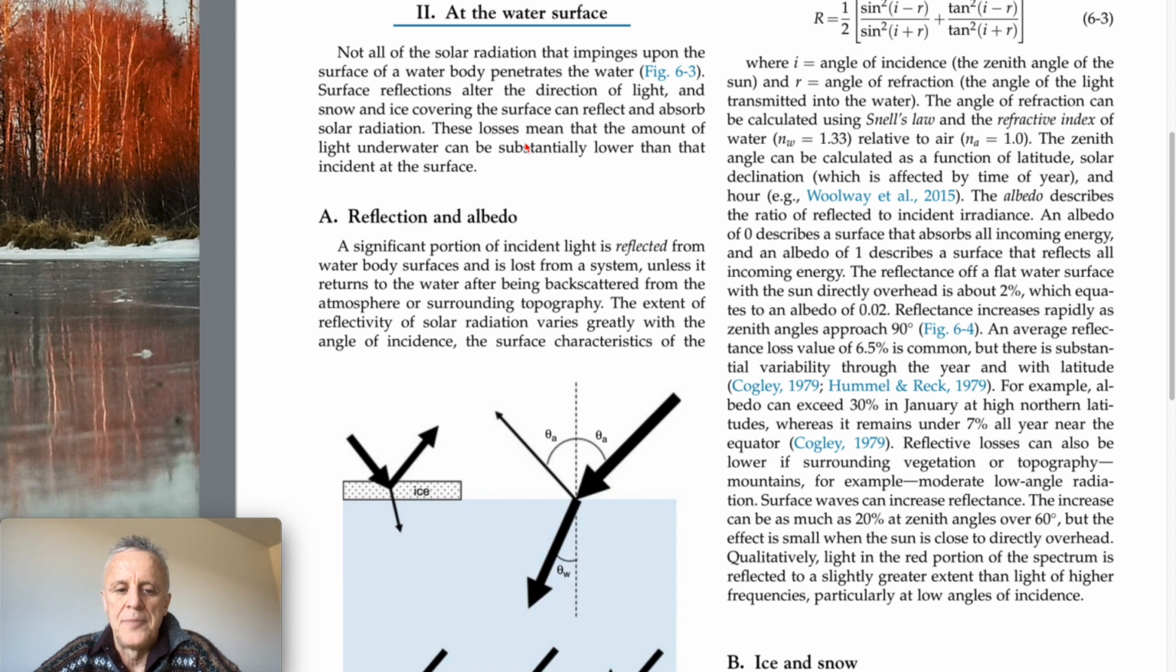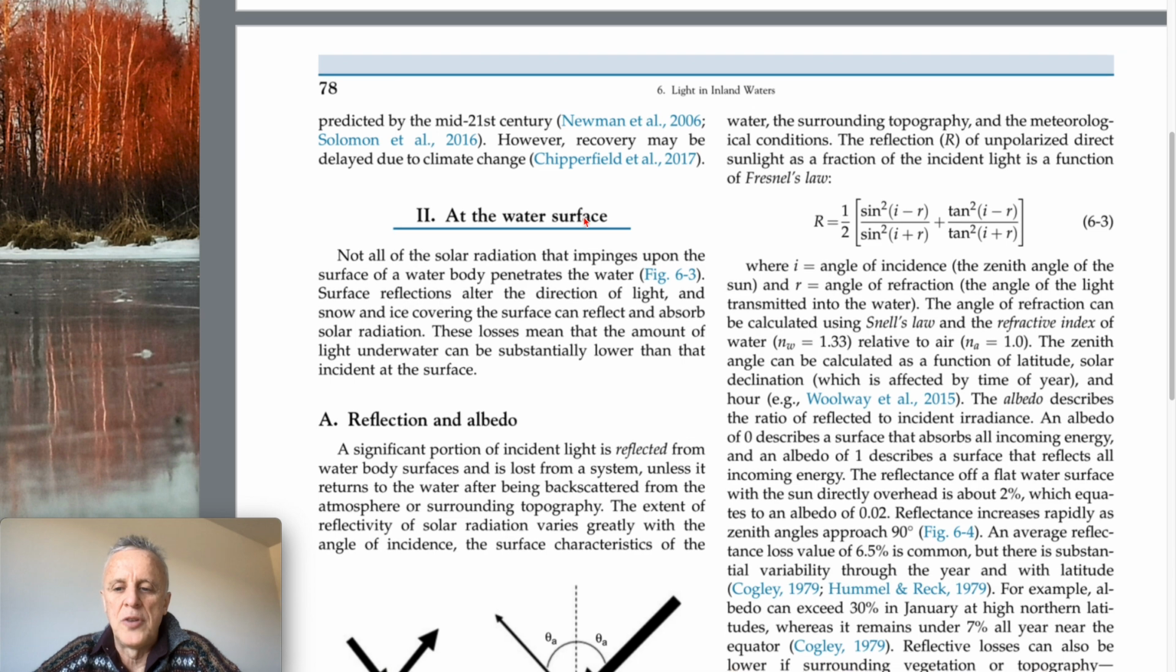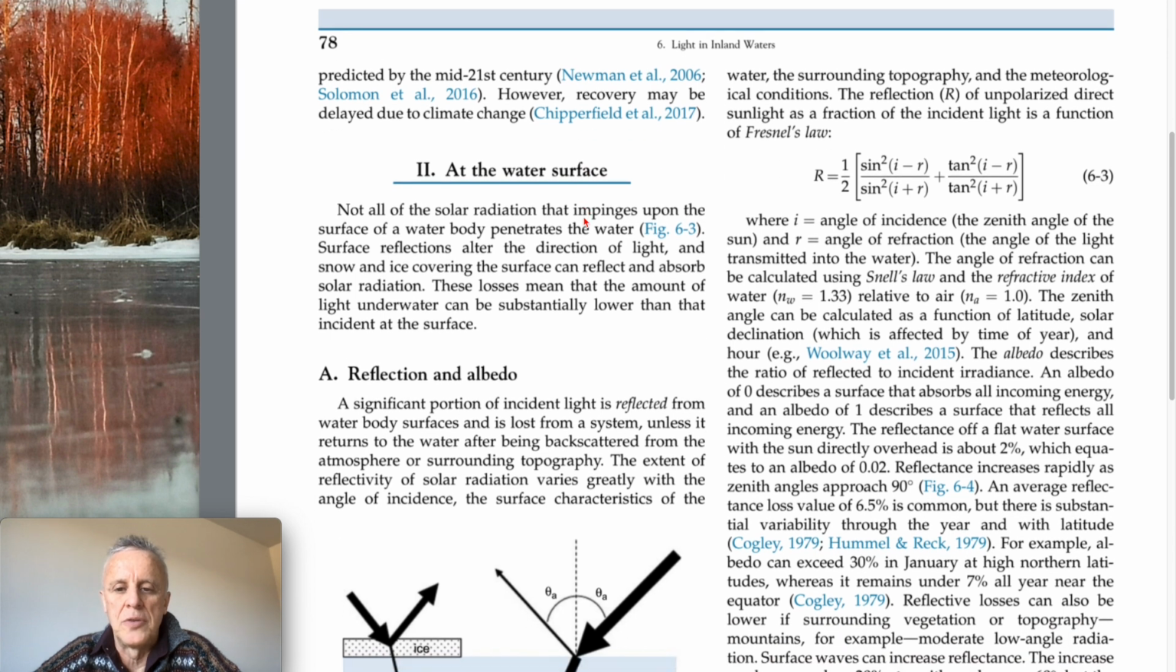Reflection and albedo. A significant portion of incident light is reflected from water body surfaces and is lost from a system unless it returns to the water after being backscattered from the atmosphere or surrounding topography. The extent of reflectivity of solar radiation varies greatly with the angle of incidence, the surface characteristics of the water, the surrounding topography, and the meteorological conditions.